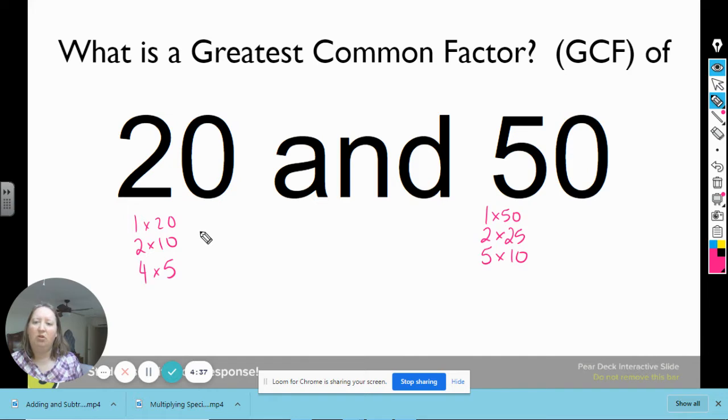Now, what do they have in common? To make it go faster, you could start with the largest number on the smallest number side. Ooh, that's kind of hard to explain, huh? So start on this list. Do they both have 20? No. Do they both have 10? Yes. Okay, so 10 is the GCF of 20 and 50. Okay.